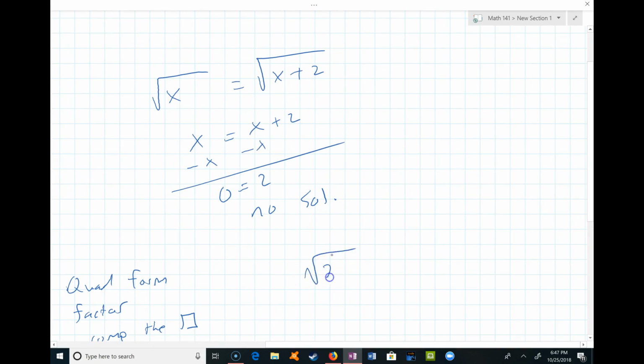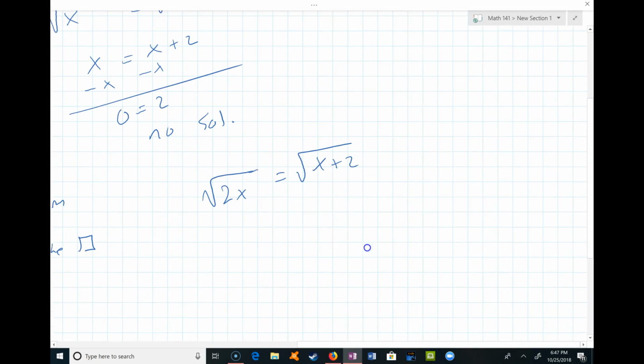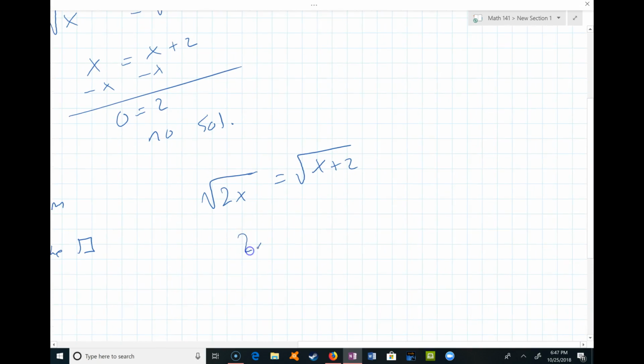Let's do one more. Square root of 2x is equal to the square root of x plus 2. So in this case, I square both sides. I get 2x is equal to x plus 2. And subtract x from both sides, and I get x is equal to 2. Check to make sure it works. It does work. I'm good. Okay, so that's dealing with the radicals.